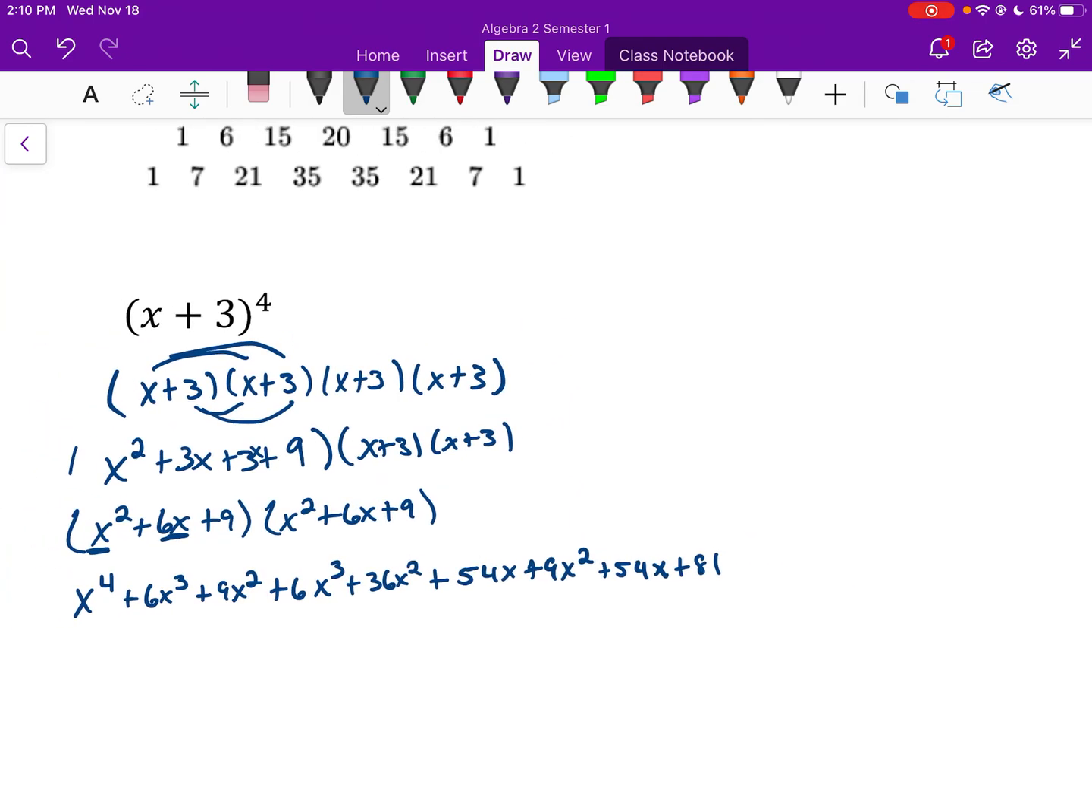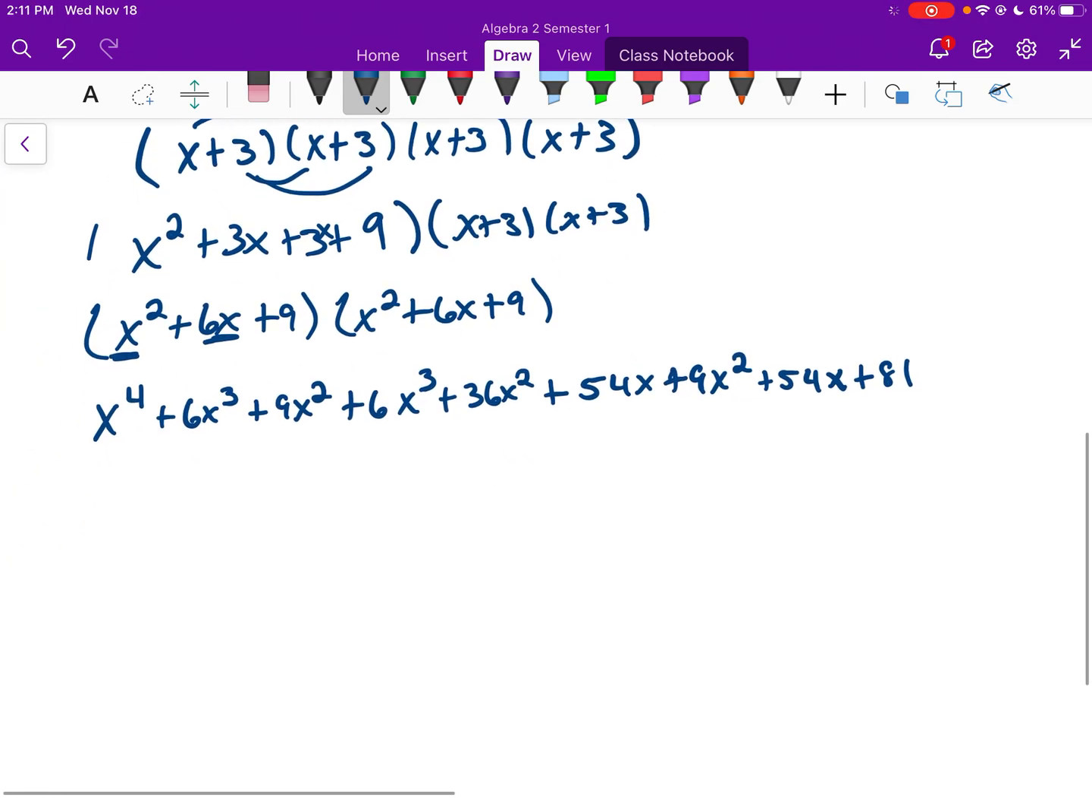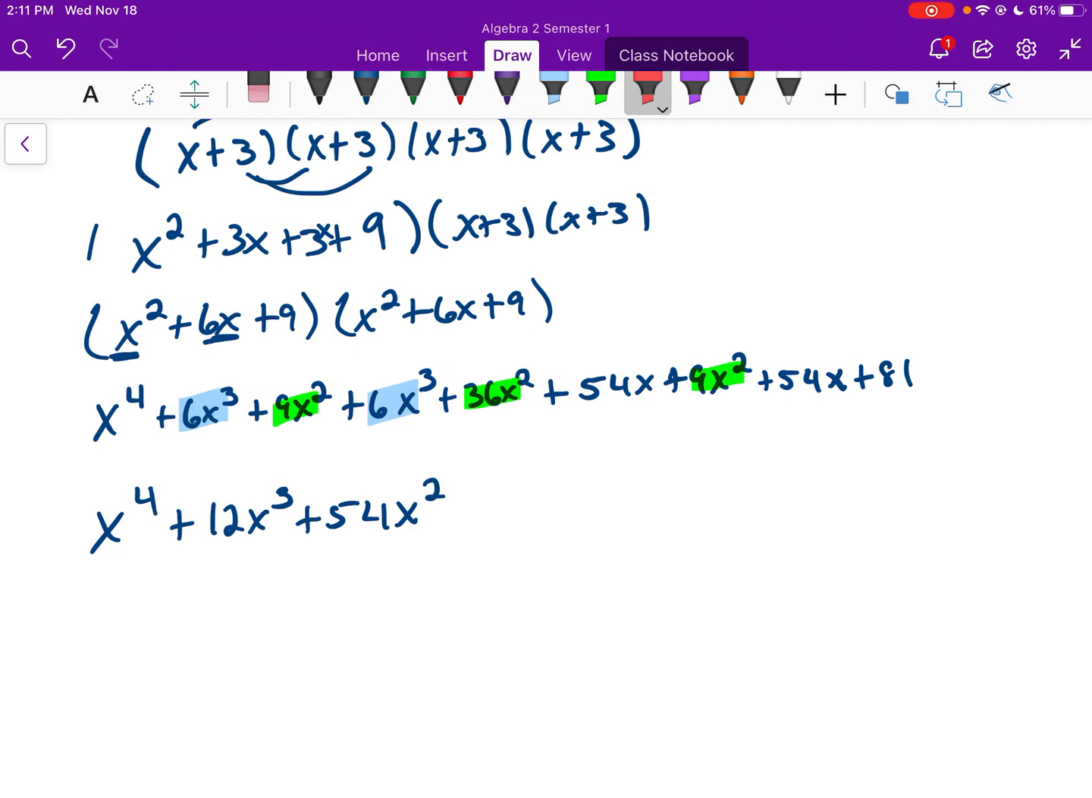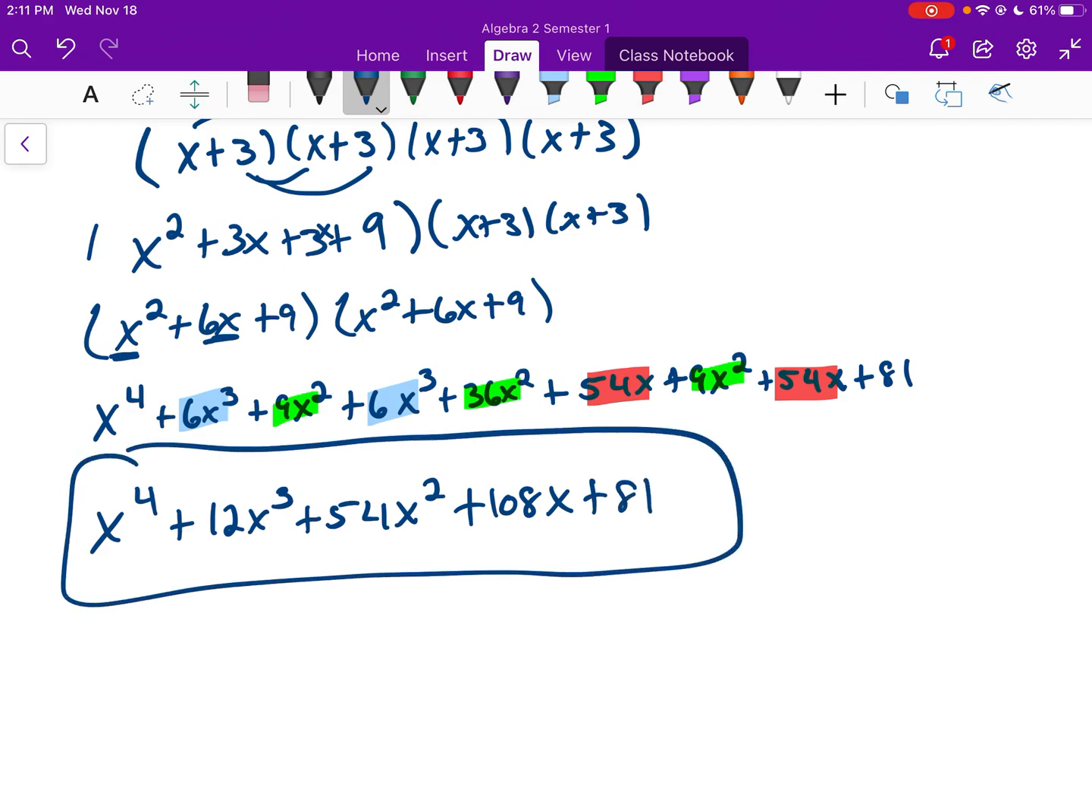Then finally you would have to combine your like terms. So I got x to the fourth, and then I would need to find my cube terms to give me 12x cubed. And finally, my x squared terms, which would give me 54x squared. My x terms, my linear terms, 54 plus 54, to give me 108. And then finally plus that 81. So that is one way you could do that.